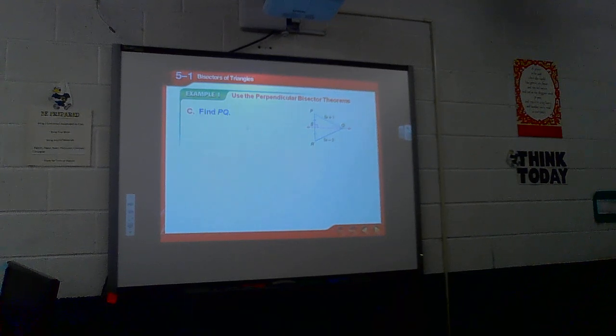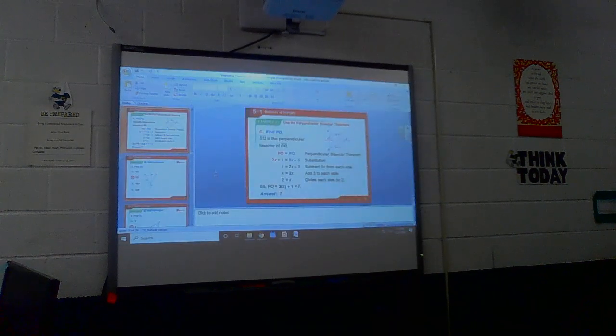Make sure you answer the question. So this one says find PQ, so after I find x, I've got to put it back into the x and find the actual answer. Does it really matter which one that I put it in? No, because they are congruent. Right?